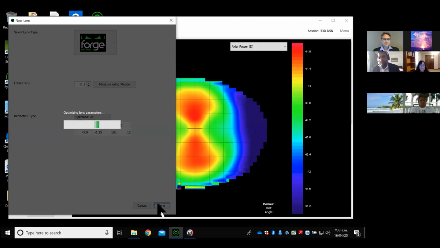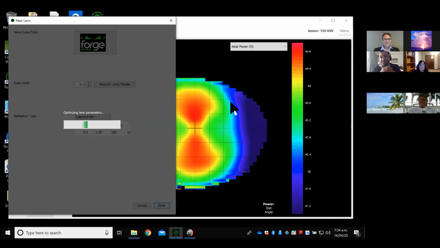And the software will produce a design for us to review based on this corneal topography. If it decides to play ball today, obviously my computer is very, very fast. Exceptionally fast. Yeah.